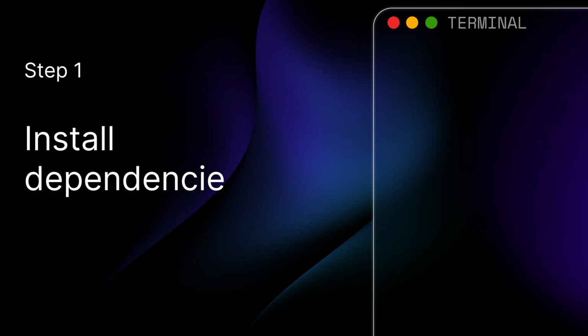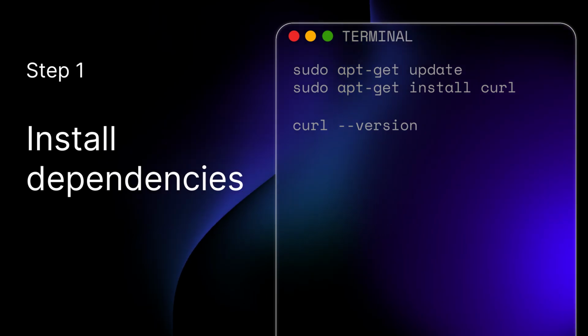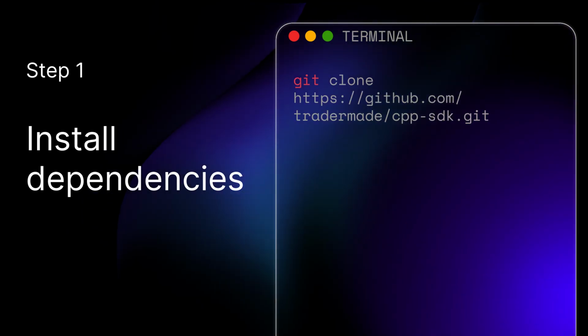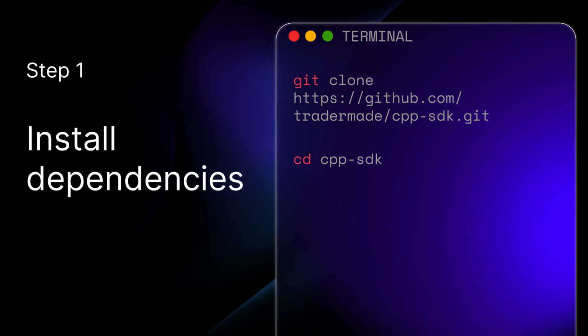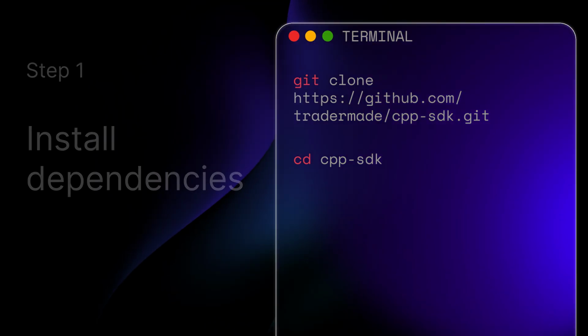Let's get started. Our first step is to install all the dependencies required to run it. Then, clone the official SDK repository from GitHub, jump straight into the directory, and prepare your project.